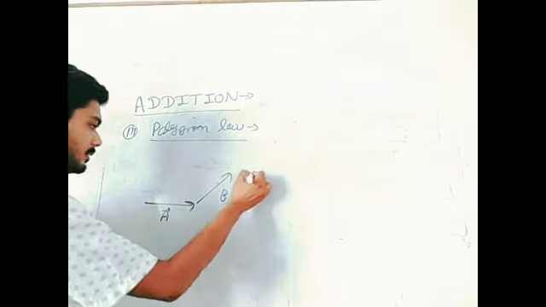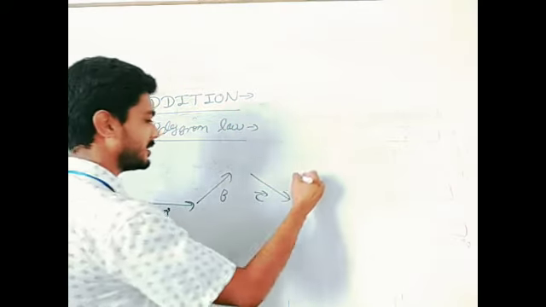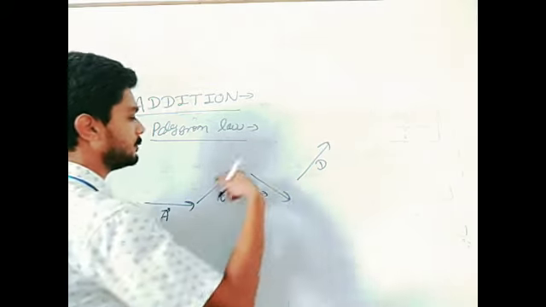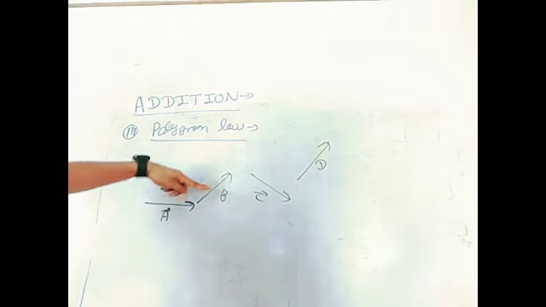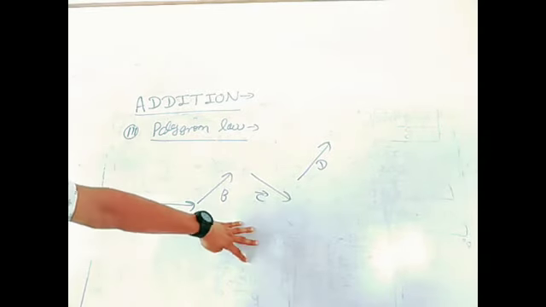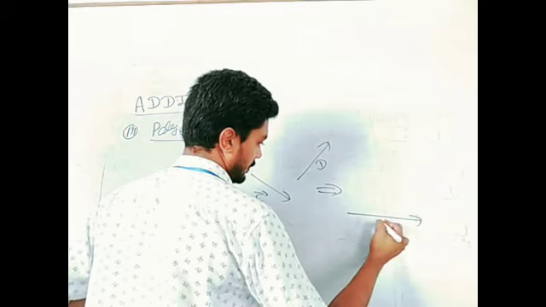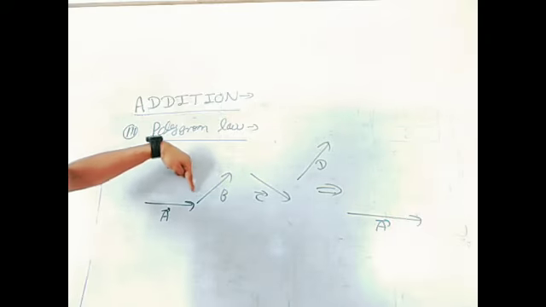vector B, vector C and vector D. We are following four vectors A, B, C and D. Then how will you add these four vectors? Draw vector A. From the head of A, draw vector B.